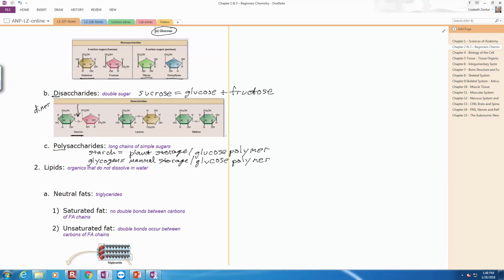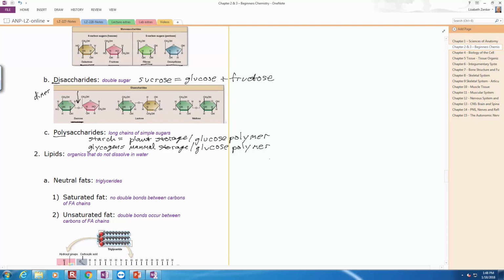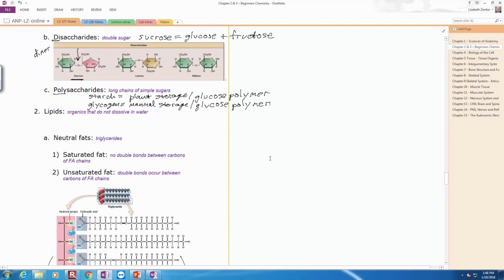If we look at our next macromolecule, so we had carbohydrates. Now we can talk about lipids. Lipids are organics that do not dissolve in water. So is it polar or non-polar? Non-polar. All right. It basically means less oxygen means that there are fewer hydrogen bonds, which means that the lipids do not like water. They're hydrophobic. Because remember when we said hydrogen was linked to an oxygen, and oxygen was so huge and it had that partial charge, it was pulling the electrons towards it.